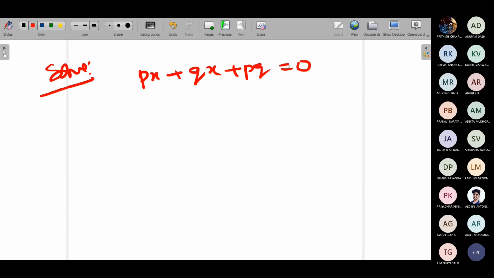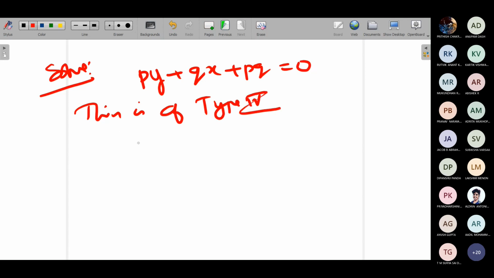No, this is not Clairaut's form. Clairaut's form is px plus qy plus f of p comma q. I made one mistake here: it is py only, not px. If I write py, this is not Clairaut's form. Clairaut's form should be px plus qy plus f of p comma q. Don't get confused. This is of type 4.